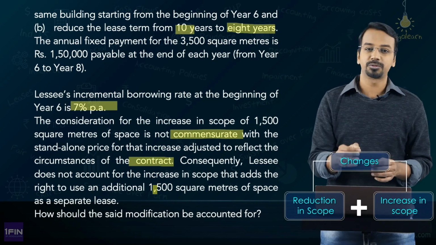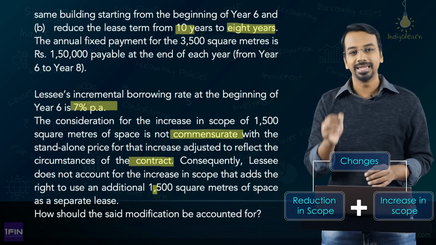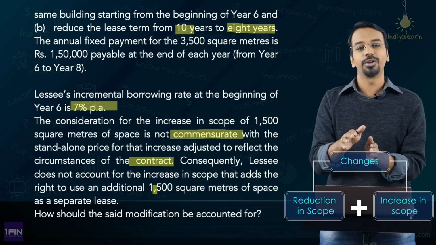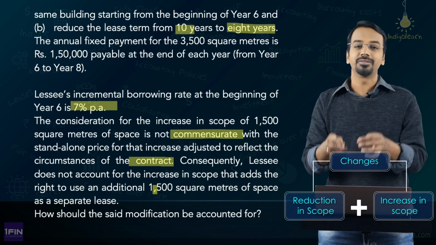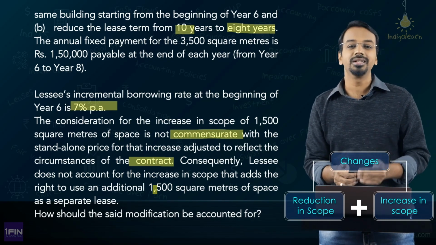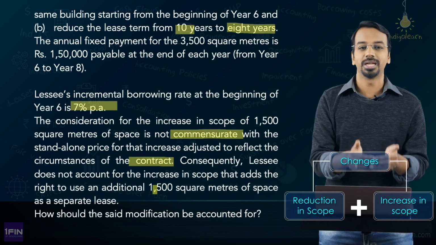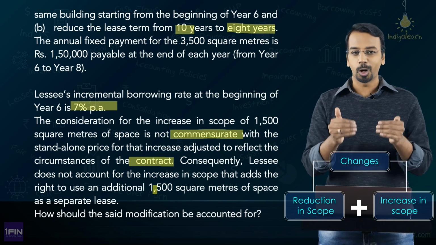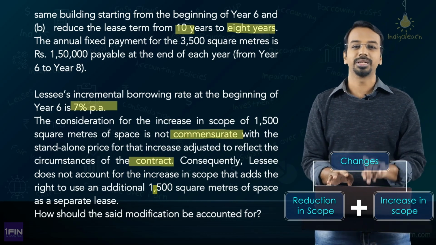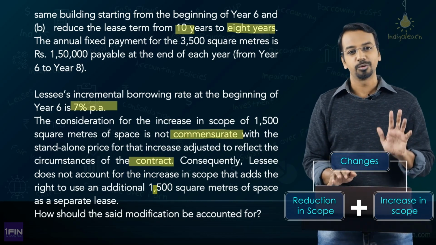So in this problem, we will have to calculate the right of use asset and lease liability till the end of year 5, right, and then calculate what is the reduction in scope, then arrive at the revised lease liability, then remeasure the lease liability considering the increase in scope, and then again do the adjustment to arrive at the final balances. A long problem, we will follow step by step approach, and you will be pretty confident by the time we reach the end of this particular problem.